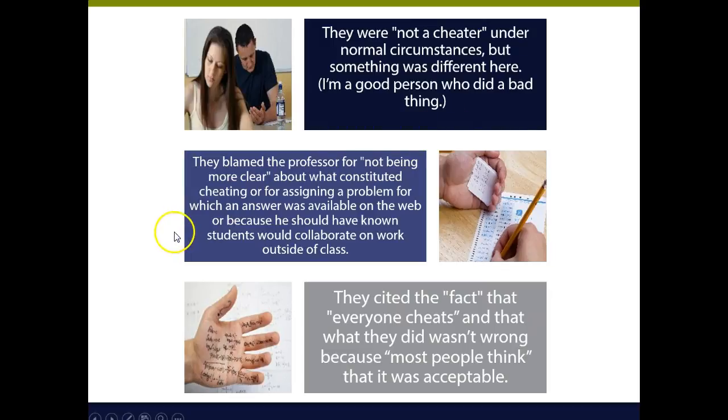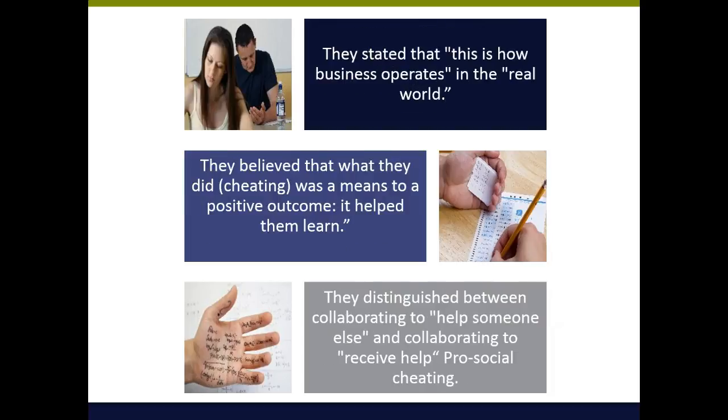They blamed the professor for not being more clear about what constituted cheating. You never said we couldn't access online homework, or you should have known that if the problem answers were online, we would find them, or you should have known that we would collaborate and share answers with each other. They cited the fact that, well, everyone else in class was doing it, so most people think it's fine to use the internet. This is how the real world operates. If the answers are out there, you should expect us to find them. Many of the students actually thought that quote-unquote cheating helped them learn, and so in that context they saw it as something positive as opposed to negative.